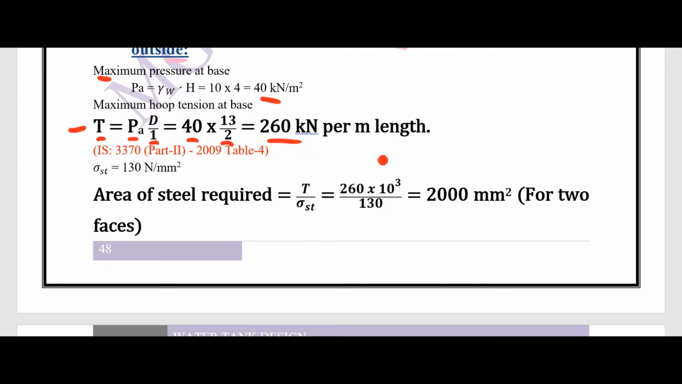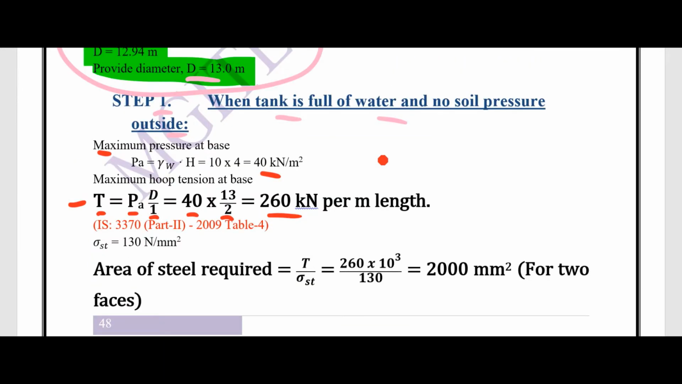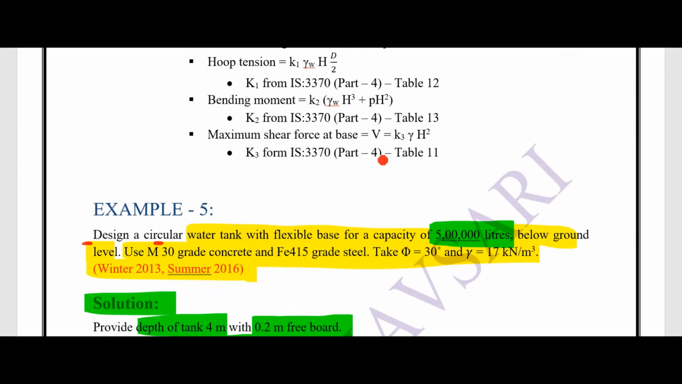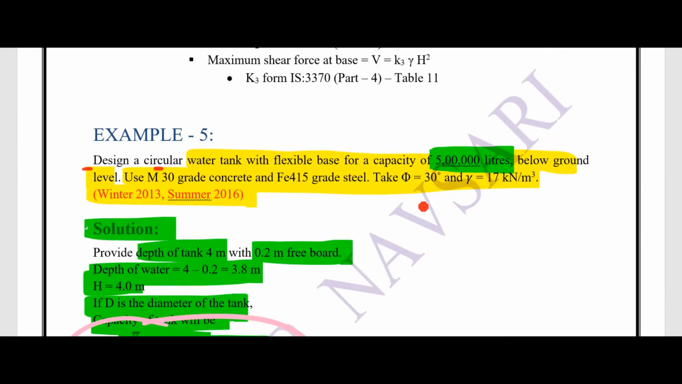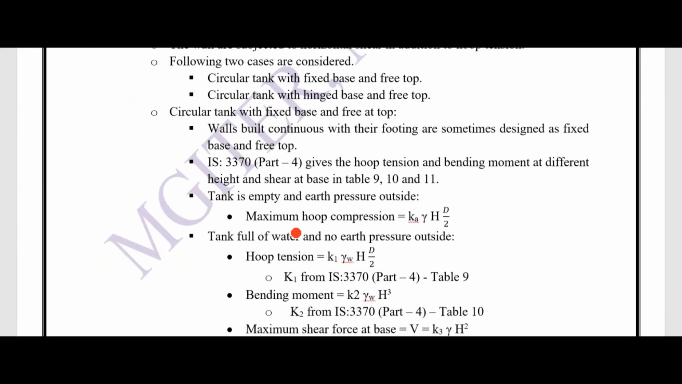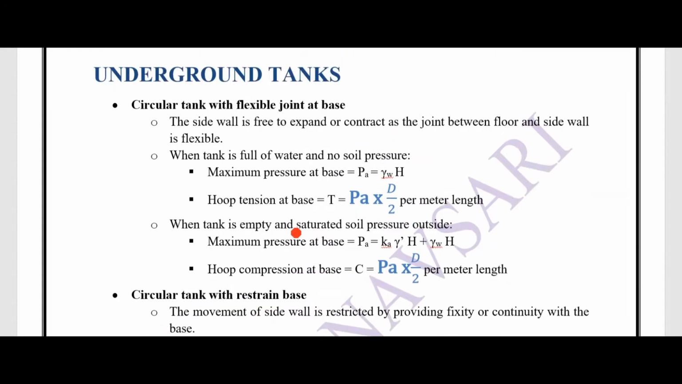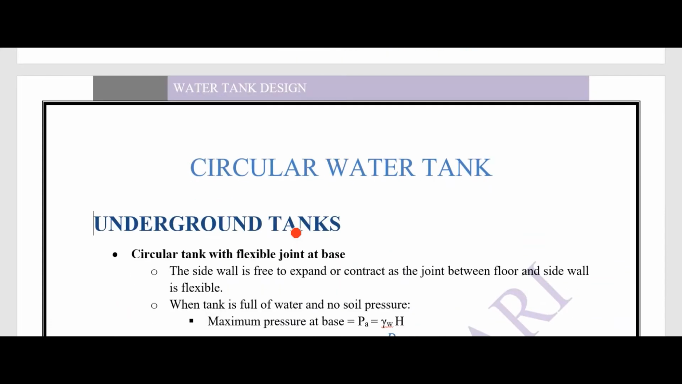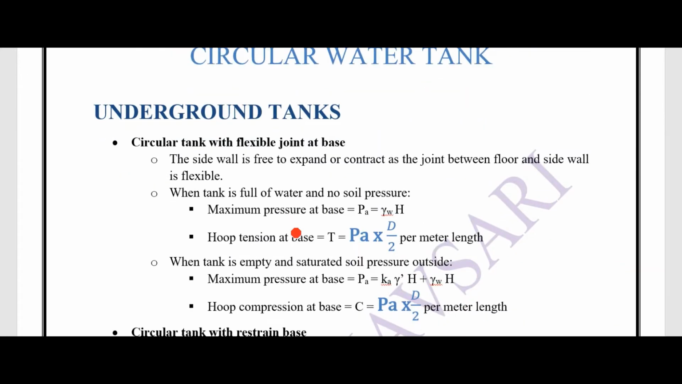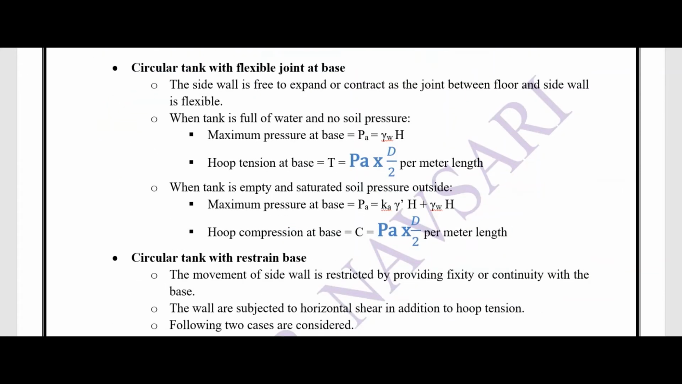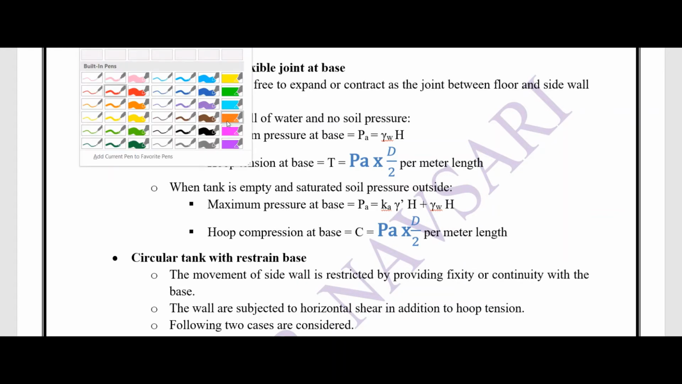Now one more condition here. Why do we calculate hoop tension here? First, with a flexible base. What happens when we calculate for the flexible base? Circular tank with a flexible base. Let's change the paint color.